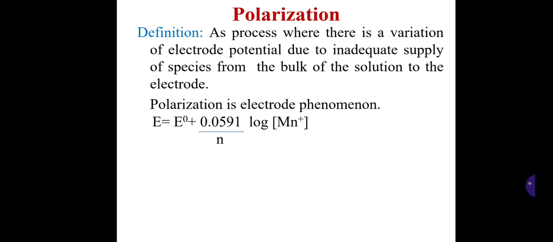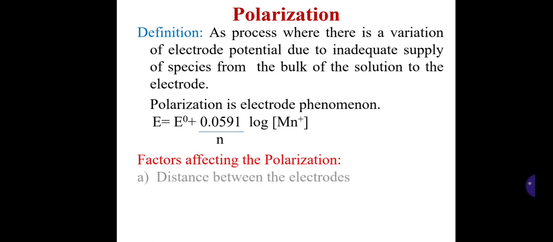When there is a passage of current, the metal ion concentration near the electrode surface decreases due to the reduction of metal ions. Hence, there is a shift in the equilibrium and a change in the electrode potential. This leads to diffusion of ions from the bulk of the solution towards the electrode surface. This re-establishes the equilibrium, but if the diffusion is slow, the electrode potential changes and the electrode is said to be polarized.